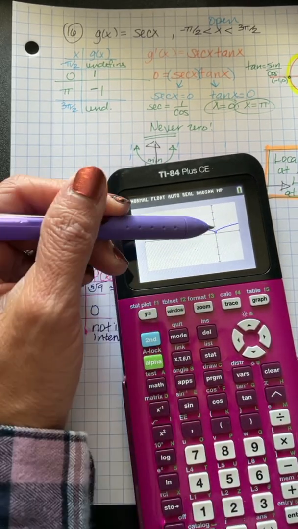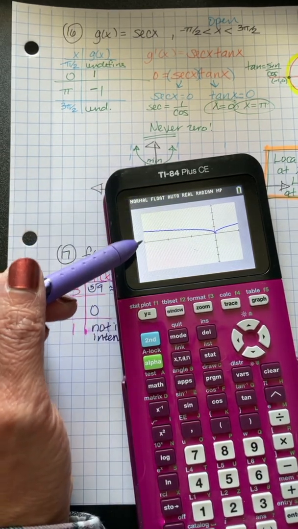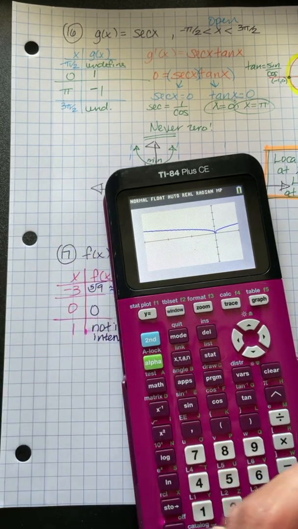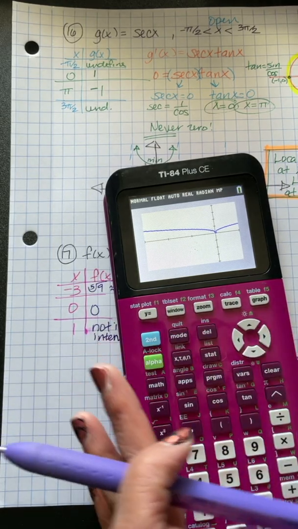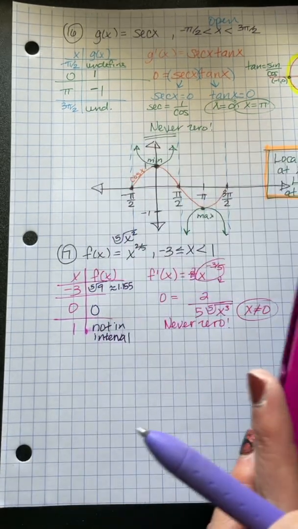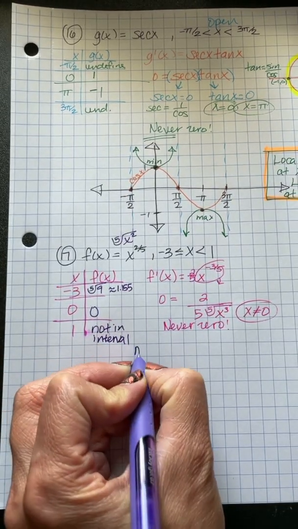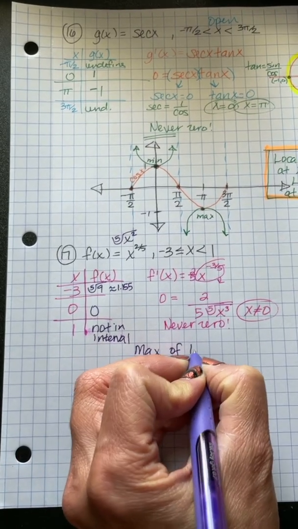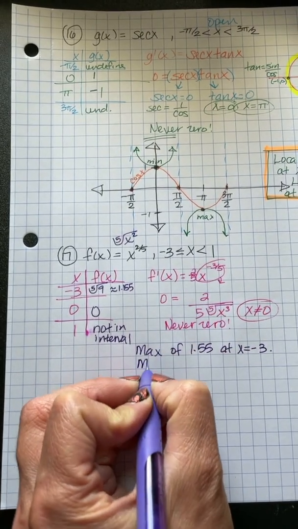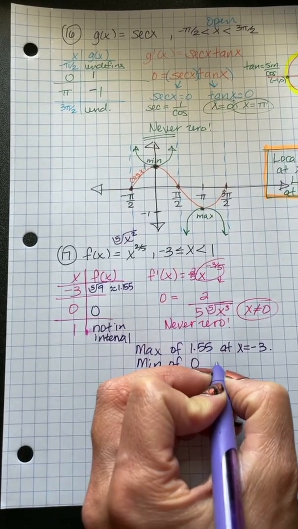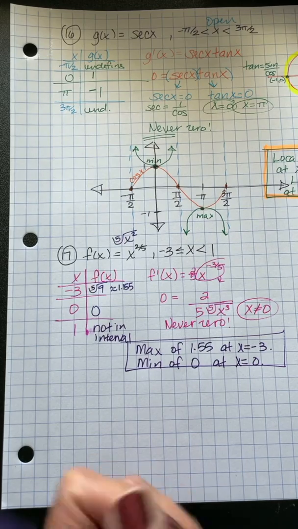Okay. So we can see that there's something undefined happening right here, that vertical line. And at -3, there's our maximum. And at 0, there is our minimum, because it does go down there and reach a low. How low can you go? So we have a max of 1.55 at x equals -3, and a min of 0 at x equals 0. Easy peasy.